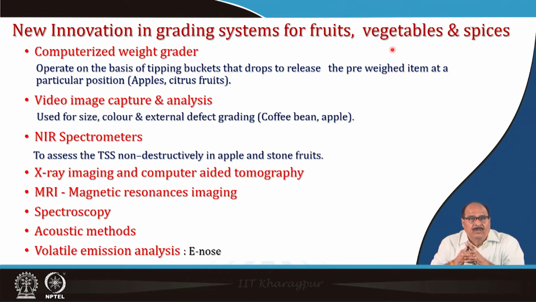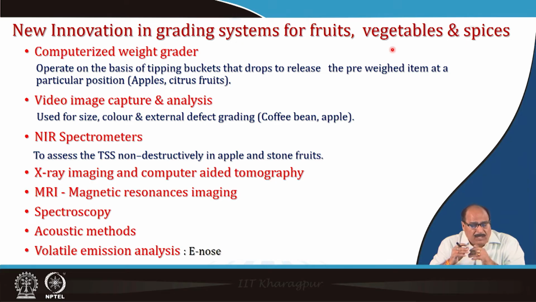Now, we will discuss new innovations in grading systems for fruits, vegetables and spices, and these are the computer vision graders, which operate on the basis of tripping buckets that drop to release the pre-weighed item at a particular position. For apples, citrus fruits, etc., these computer vision systems are used for grading. Then video image capture and analysis systems are used for size, color and external defects. For example, in coffee bean grading and apple grading, this video image capture analysis system can be used.